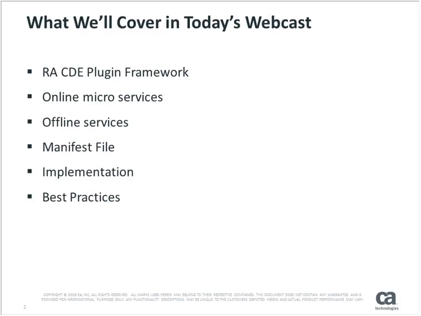What is the RA CDE plugin framework? What are the online microservices that you will be able to use to develop the required plugins? Also, what are the offline services, and what does it mean overall? So we'll be discussing that. Then the manifest file and the implementation: what is it that you have to do to implement this? And finally, we're going to be talking about best practices.